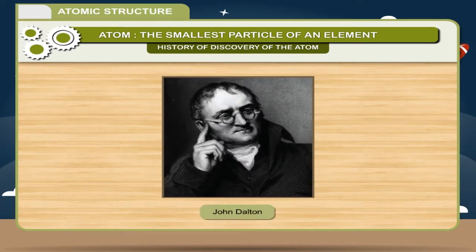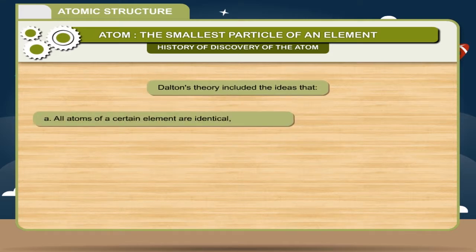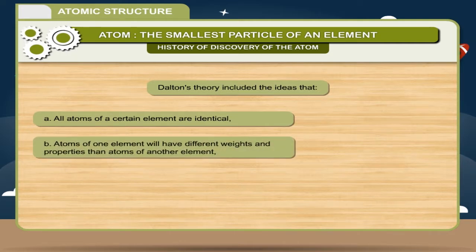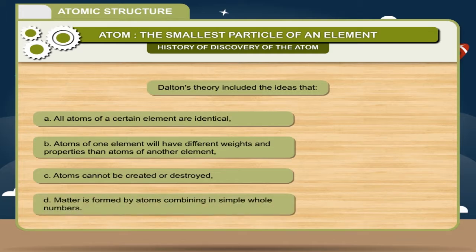John Dalton, a British chemist, built upon Democritus' ideas in 1803 CE when he put forth his own atomic theory. Dalton's theory included the ideas that all atoms of a certain element are identical. Atoms of one element will have different weights and properties than atoms of another element. Atoms cannot be created or destroyed. Matter is formed by atoms combining in simple whole numbers.